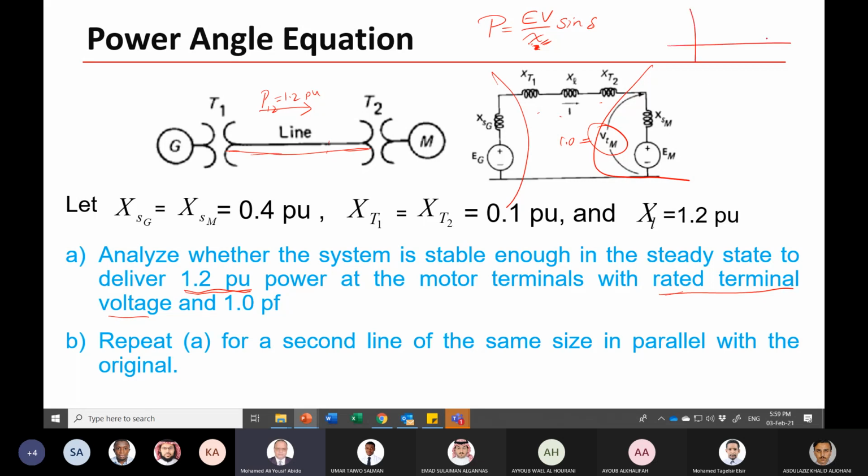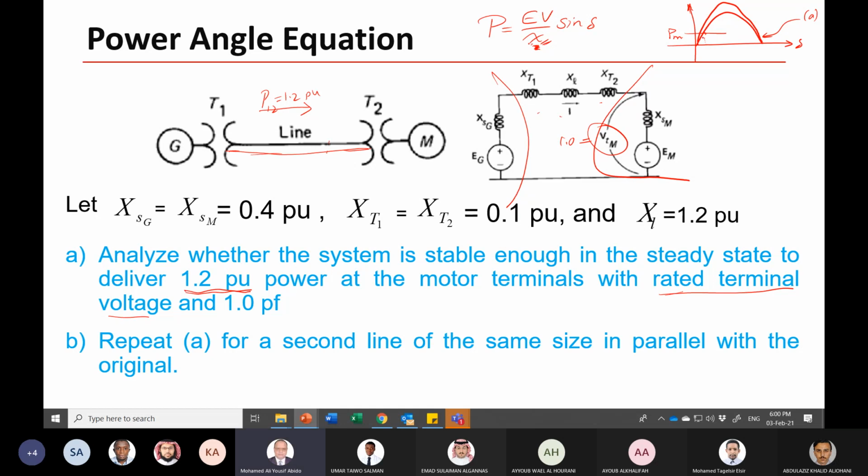And assume this is case A. Where is case B, up or down? Assume this is the power versus delta. Up. So this is the second case. This is the mechanical power. This is the initial operating point for case A, and this is the operating point for case B.